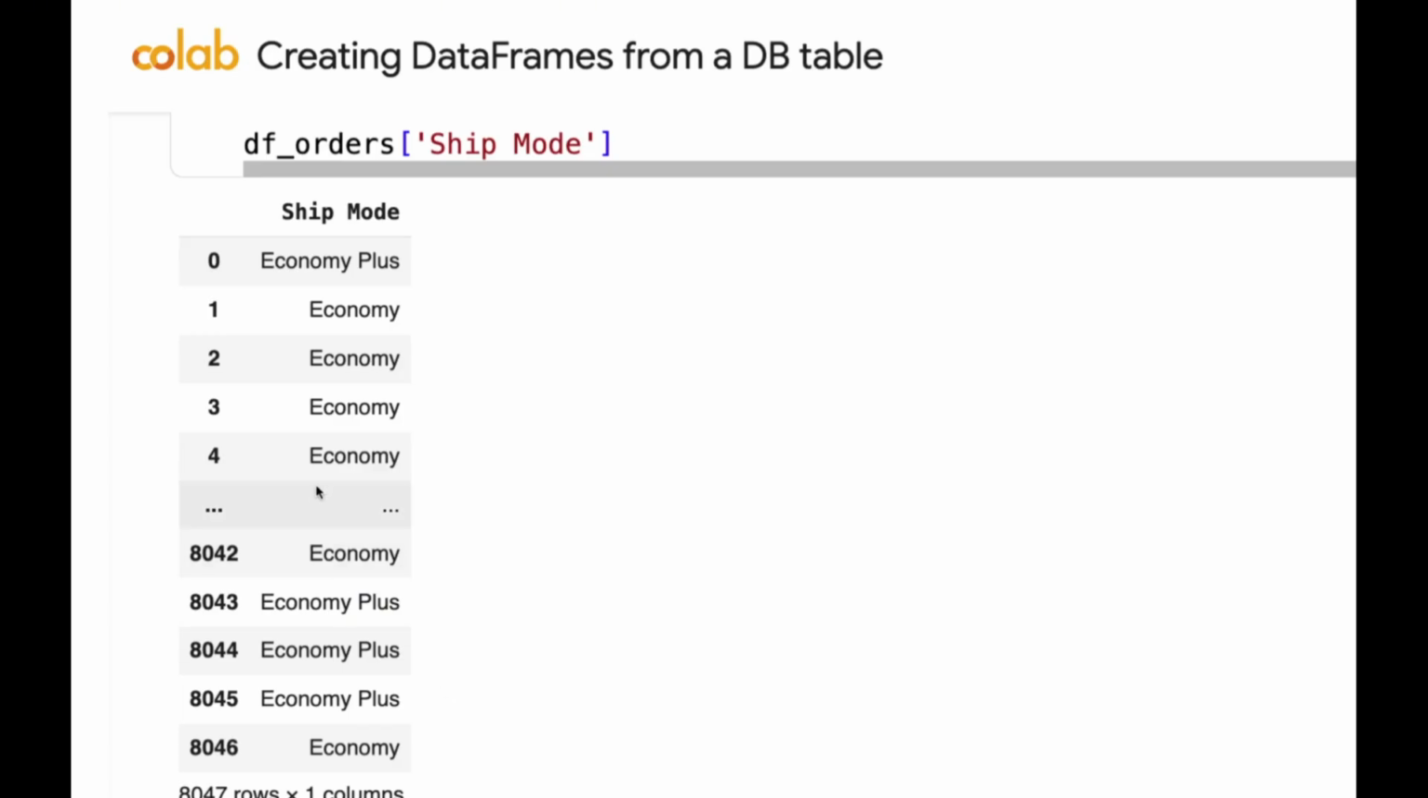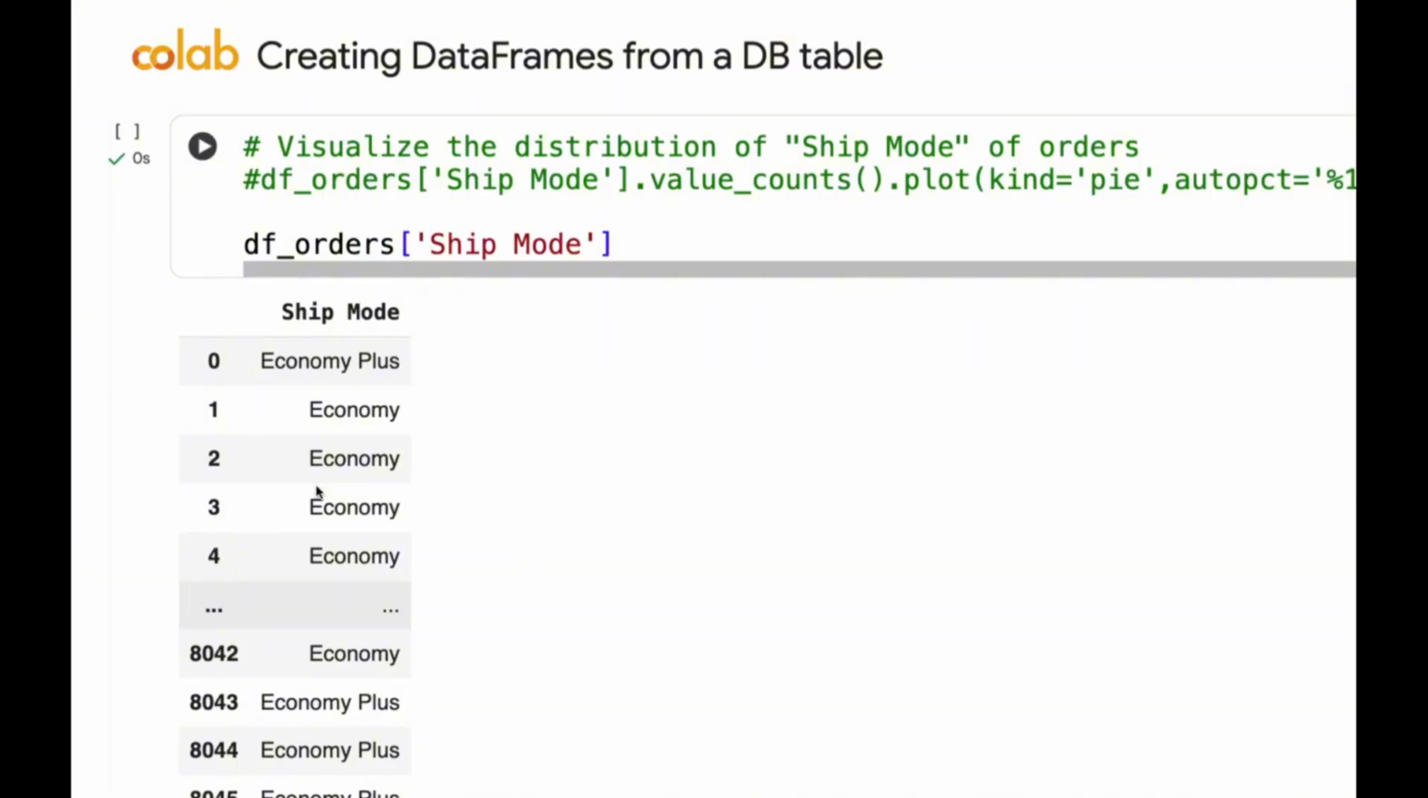But there are a lot of rows, because that's a column of more than 8,000 rows. So let's try to do some aggregation. For example, some of the orders are under the economy shipping mode. Let's count how many orders are delivered through the economy shipping mode, and how many orders are by the economy plus shipping mode. We want to do this sort of thing to see the frequency of each shipping mode.